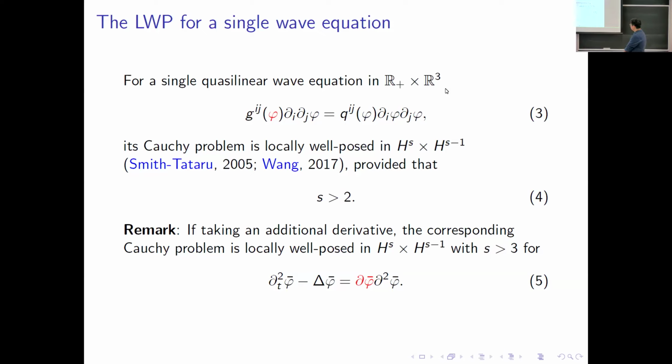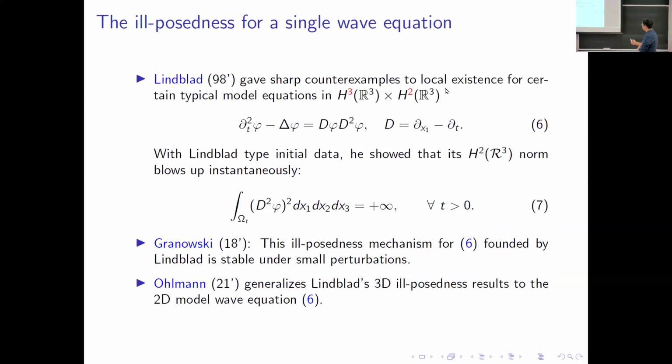For this equation, if we take an additional derivative, the form of 3 is transformed into the form of 5. The equation 5 is actually more similar to the quasilinear elastic wave system which we just mentioned. Then the local well-posedness threshold H^2 is shifted to H^3. In this talk, we will use both forms 3 and 5 in later slides, so I list both of them here.